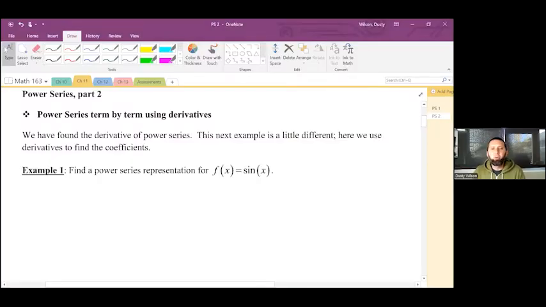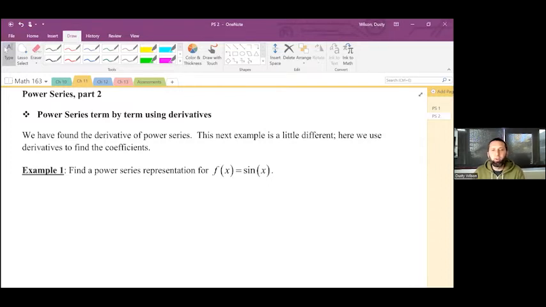So let's continue our discussion around power series. Power series, part 2. Here we're going to look at power series term by term using derivatives. That is, we're going to find our power series term by term using derivatives.